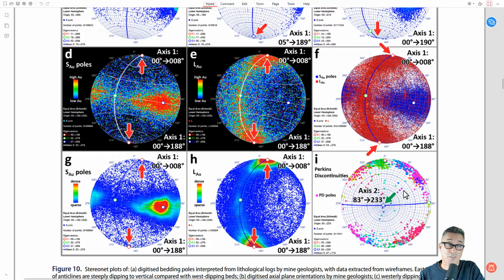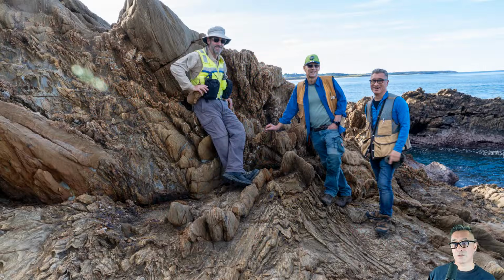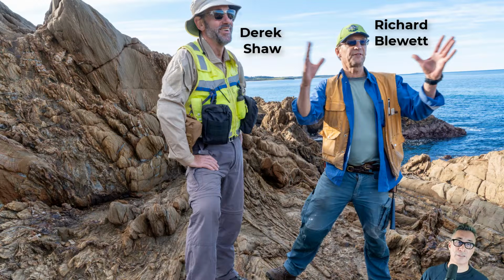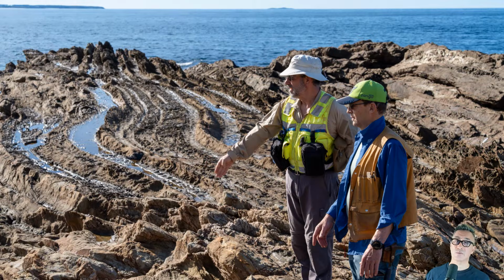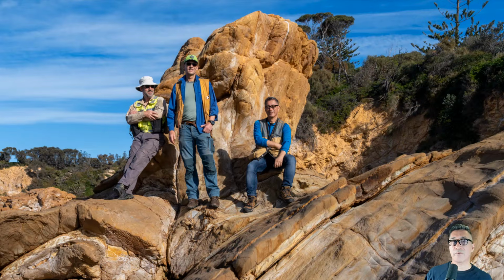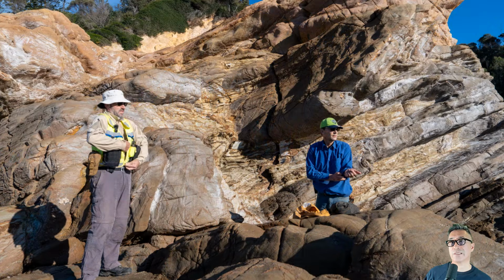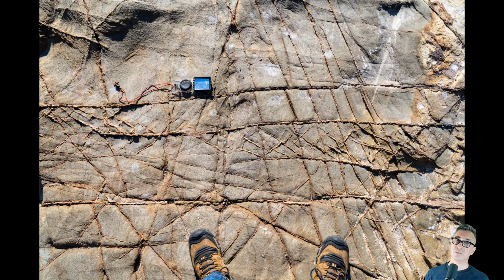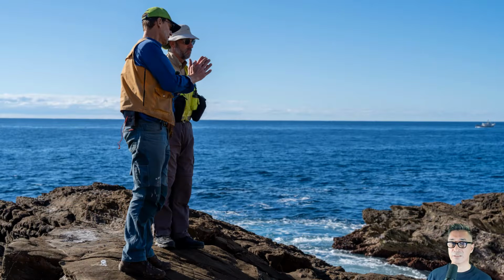So the question is this: what do these Perkins discontinuities, or these cross courses, look like in the field? So I went into the field with Derek Shaw and Richard Blewett last year in Bermagui. We looked for these features. So that's what I want to show you today. They're quite unremarkable. They're not as obvious as other features that you'd measure in the field, but it's a demonstration of what they look like.